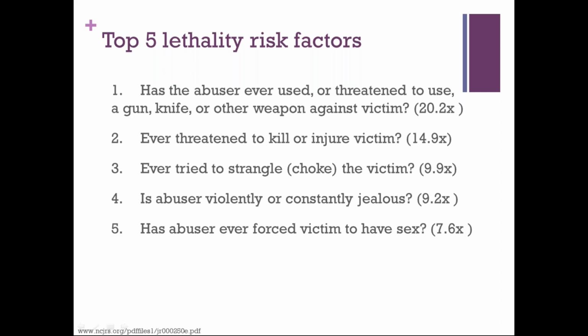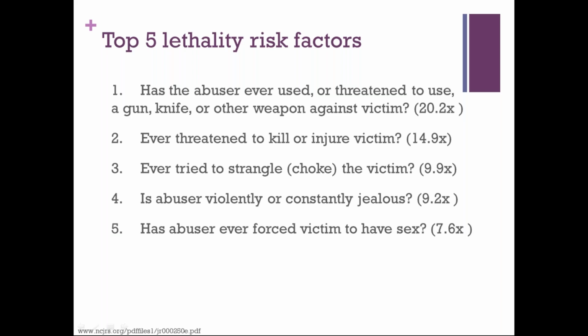So basically these are some of the risk factors, and these are the top 5 risk factors for lethality from the LAP, from the Maryland model, right? So number 1, has the abuser ever used or threatened to use a gun, knife, or other weapon against the victim? So think about that, like threatening someone, how close that is to actually doing, right? And threatening can cause harm, can cause so much fear and control over someone, right?